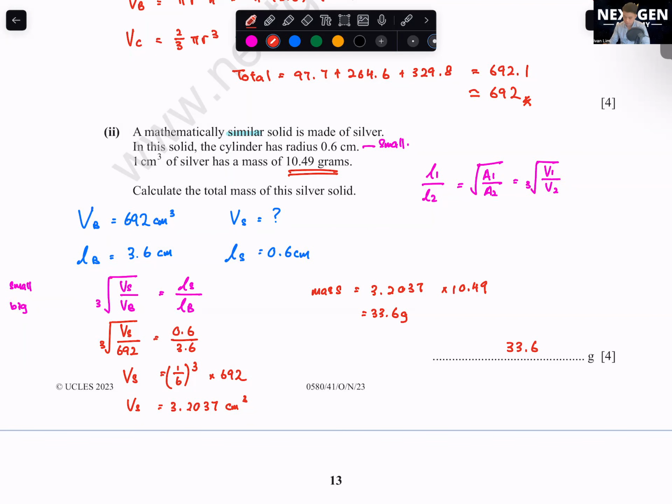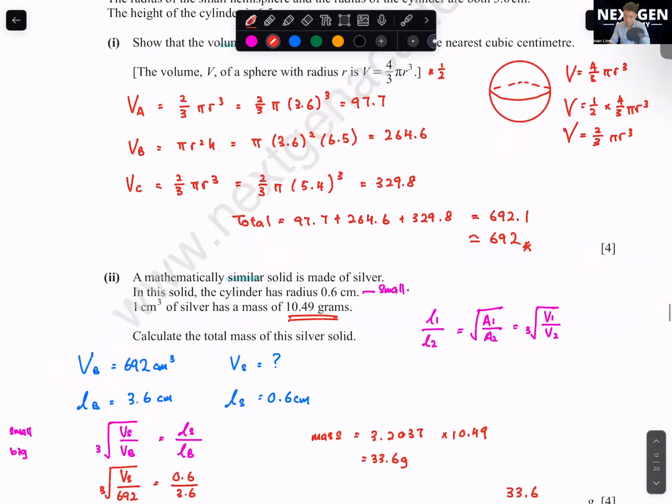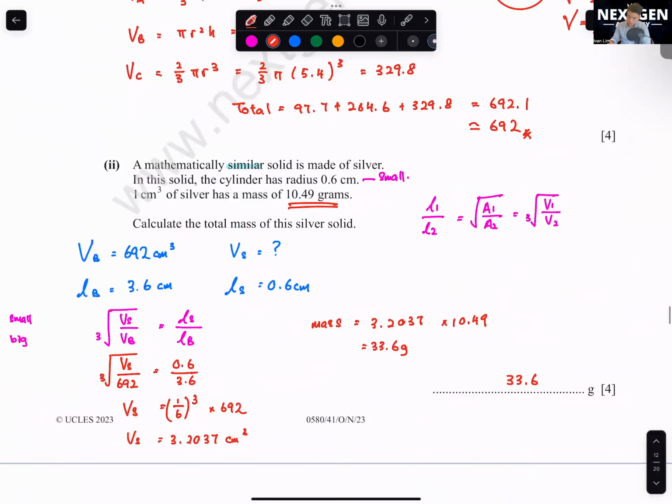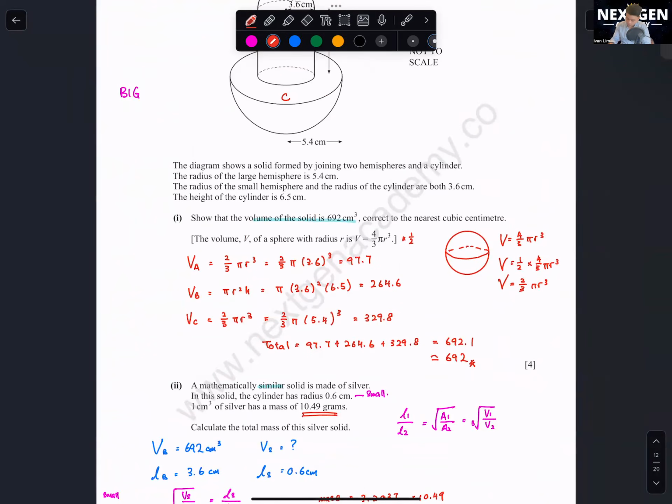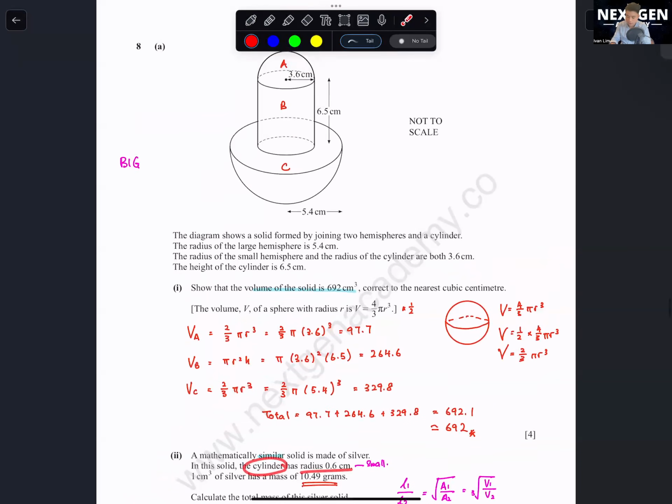Why the 3.6 cm, not 5.4 cm? Because they clearly said here already. Read the question: the cylinder. They are basing it on the cylinder. Which one is the cylinder? This one. Can you see or not? They never said it's based on the hemisphere. Just read the question. You all need to identify the keyword. Any more questions?